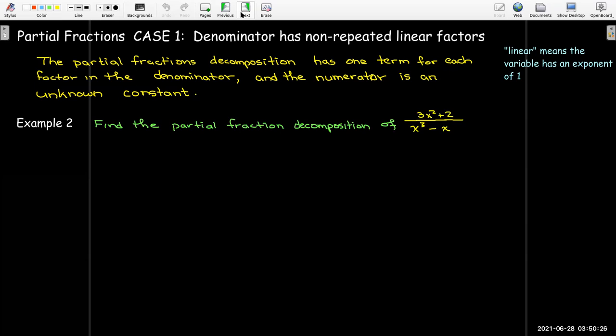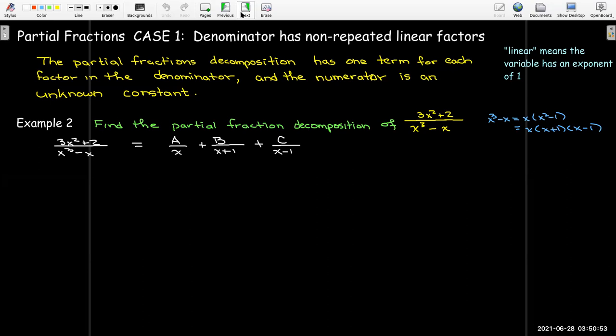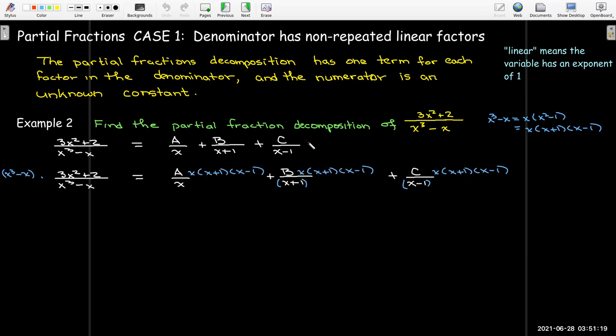So let's find the partial fraction decomposition of 3x squared plus 2 over x cubed minus x. If we don't have the denominator factored, we go ahead and perform the factorization. There's a common factor of x, and then I can factor x squared minus 1 as x plus 1 times x minus 1. So there are three factors, so I expect to get three terms in the partial fraction decomposition: some constant A over the first factor, a constant B over the second factor, and some constant C over the third factor. Now, to determine those, our first step is to multiply both sides of the equation by the LCD.